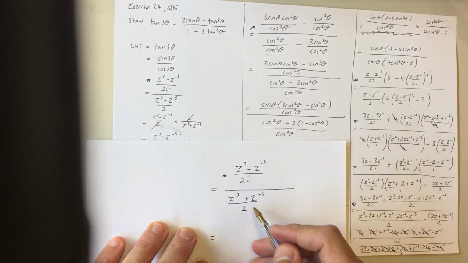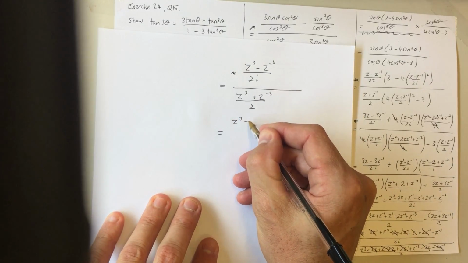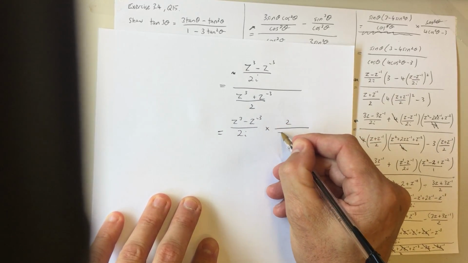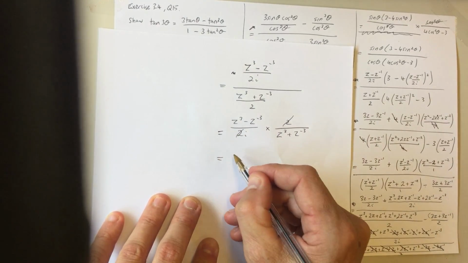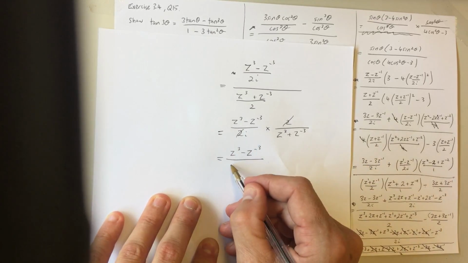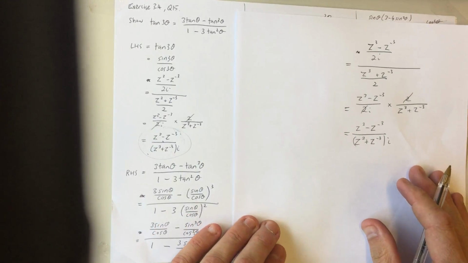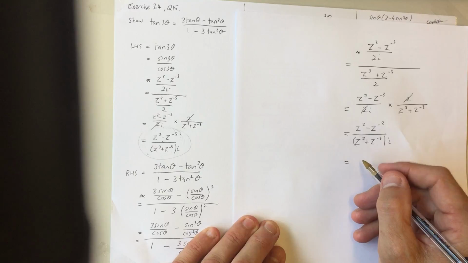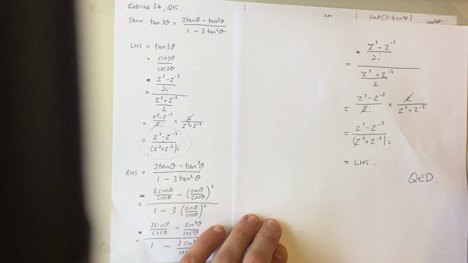All right, so you've got a fraction divided by a fraction. So therefore, let's do z to the power of 3, subtract z to the power of negative 3, over 2i, multiplied by the reciprocal, z to the power of 3, plus z to the power of negative 3. Cancel that out. We're left with z to the power of 3, subtract z to the power of negative 3, over z to the power of 3, plus z to the power of negative 3, all multiplied by i. That, thankfully, equals that. So we can say it's equal to the left-hand side. No need for QED, but if you want to, do it.